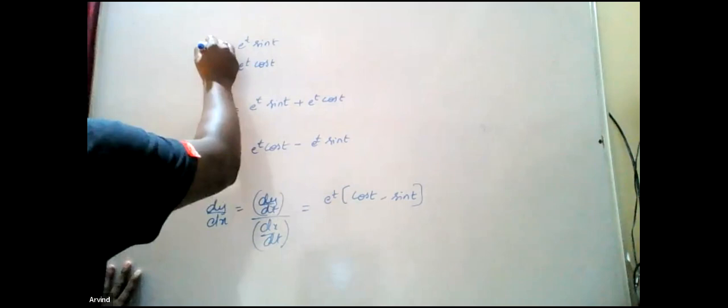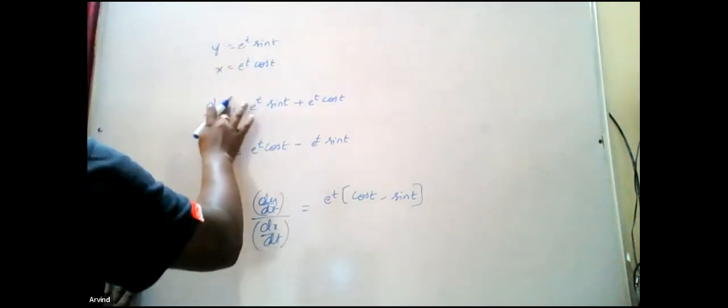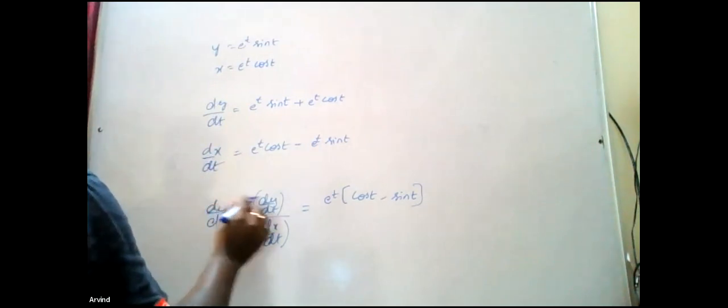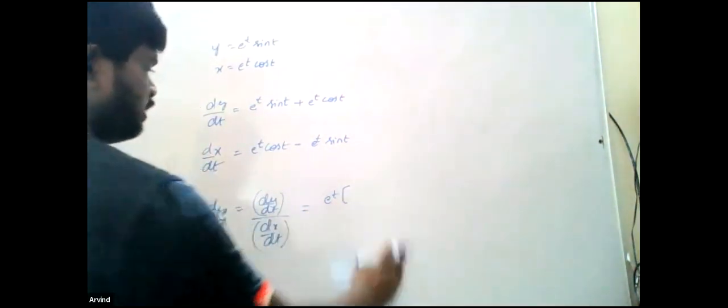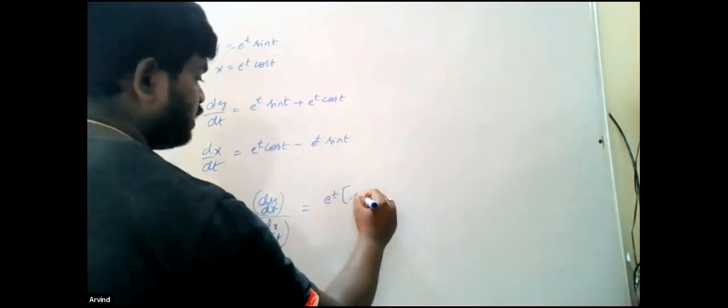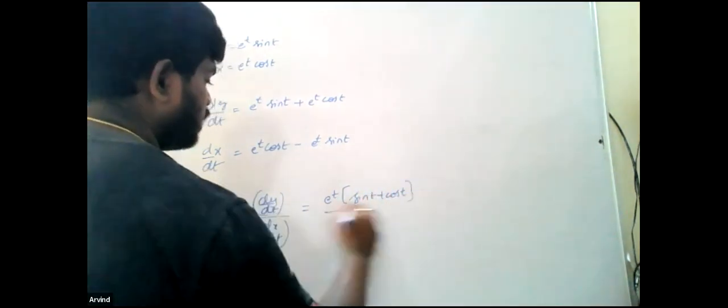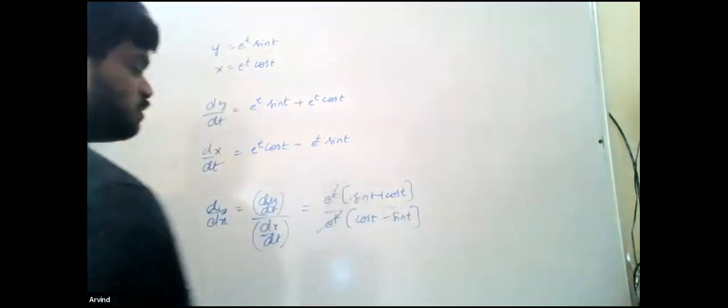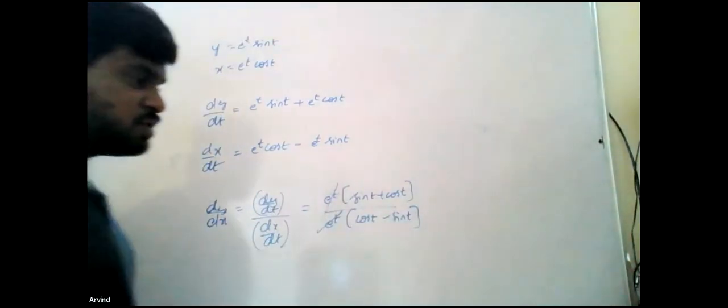I guess I made a mistake. In the question, this is y and this is x. This will be y and this will be x. Yeah, this is correct. E power t dy by dx, yeah, that's correct. E power t sin t plus cos t. Just ಉಲ್ಟಾ ಆಗಿದೆ ಅಷ್ಟೇ. E power t cos t minus sin t. So e power t gets cancelled. Okay. So this is dy by dx.